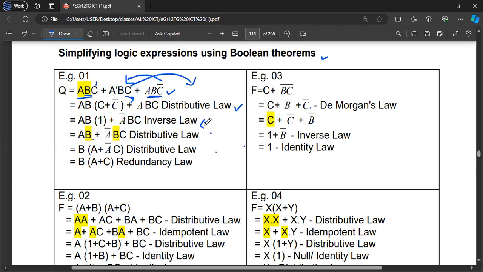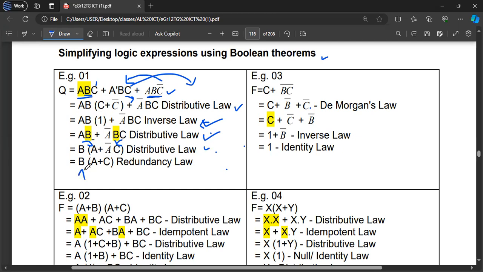Then moving forward to the next step, we are done with this. Now AB dot 1 is equal to AB, so we get AB plus A bar BC. That is also the distributive law. The next one, now here what is common? Here we can see that B is common to both of these. So let us take the B out using the distributive law. Once you take the B out, here you will get A, and here you will get A bar C. So what is the law? Distributive law. Then we have B.